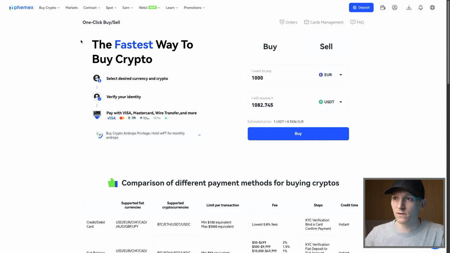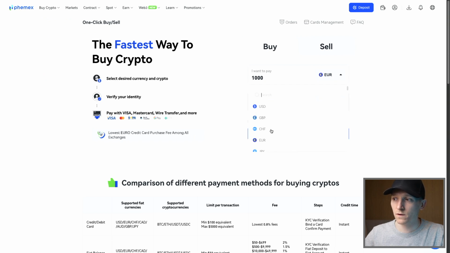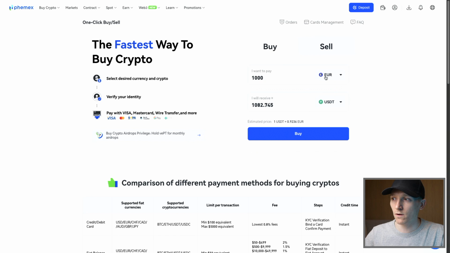So here is the buy sell feature. It's quick buy sell. If you have a fiat currency balance, or if you want to go ahead and buy with a fiat currency that's supported, you can click that here. So I'll show you an example with euros, and then which crypto do you want to receive. So if you just want to trade around, or if you want to trade futures, you do need the stable coin.